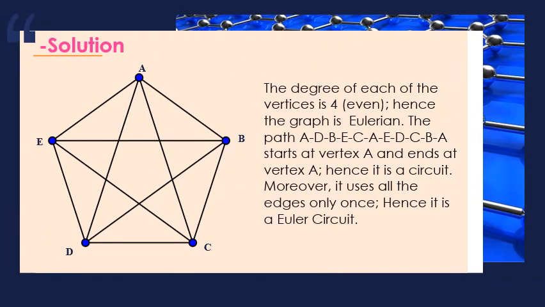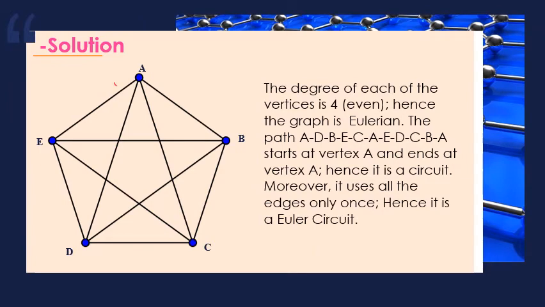So, for the solution, we have the degree of each of the vertices is 4. So, kung isipon natin, meron kita 1, 2, 3, and we have 4 sa kada vertex. So, automatic, the graph is Eulerian, kay even ang aton nga degree.